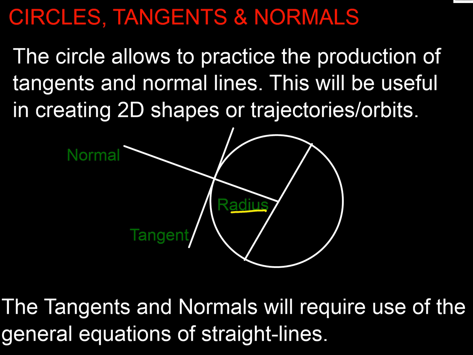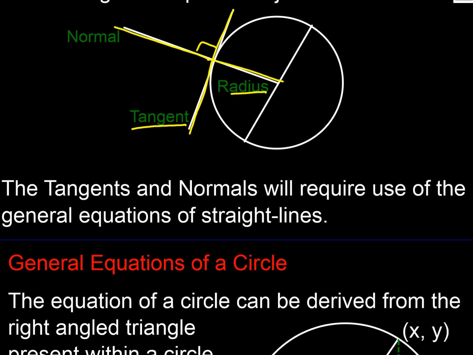We can have a tangent line here, which is one of those lines that just touches the circle, and then we can have the normal line here, which is at right angles to the tangent, which in the case of a circle is going to be an extension of the radius. So what we're going to do is look at these, and we're going to use our general equations with straight lines that we did in the previous video to explain all this.